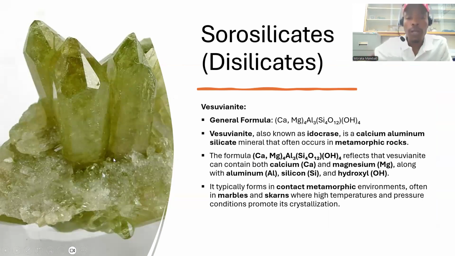And then this is what you call the Vesuvianite, which is still a silicate. If you don't want to say Vesuvianite, you can just say idocrase, okay? Which now is a calcium aluminum silicate, which is also found within the metamorphic rocks, and it forms in contact metamorphism. Often in marbles and skarns, where high temperature and pressure conditions promote its crystallization. So this is the Vesuvianite.